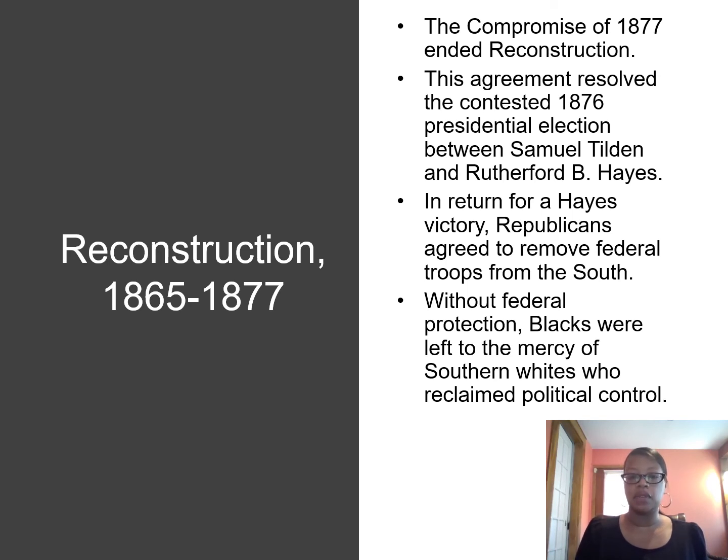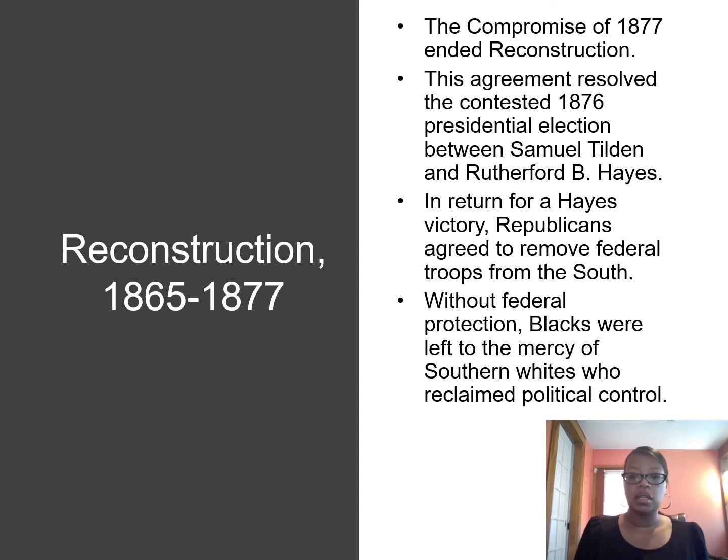So if you recall several slides ago, we talked about the Reconstruction Act of 1867, which placed federal troops in the South. So Republicans said, if you let Hayes become president, we will remove these troops. So the Southerners take this compromise, Hayes becomes president, and federal troops leave the South. Without this protection, Blacks were left to the mercy of Southern whites who quickly regained political control. So this is considered the end of Reconstruction.